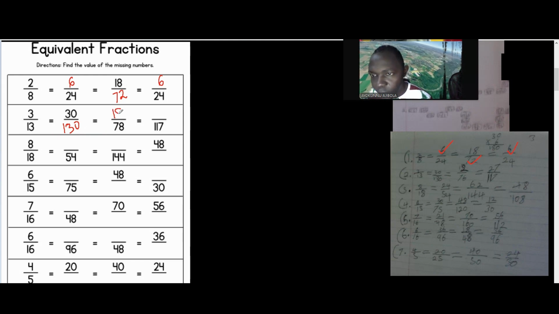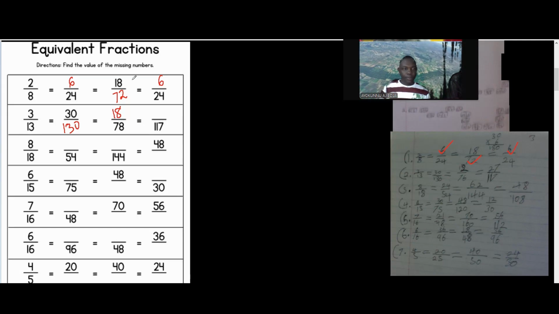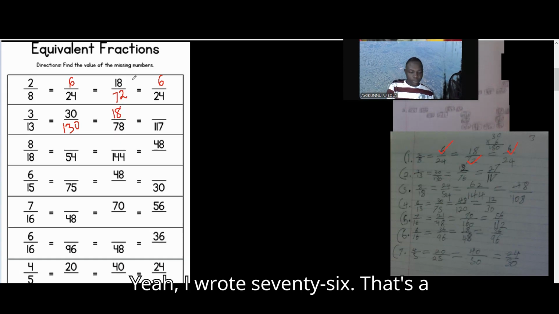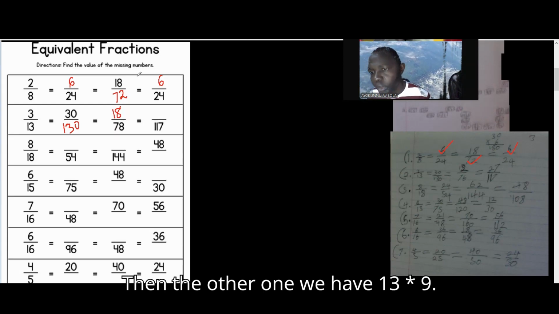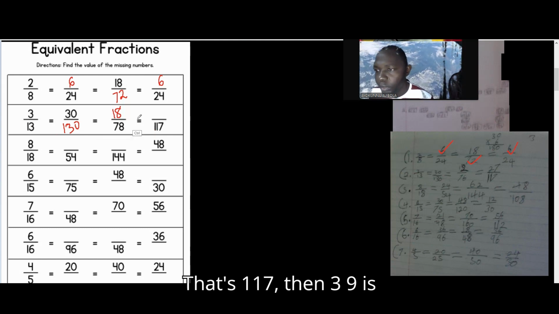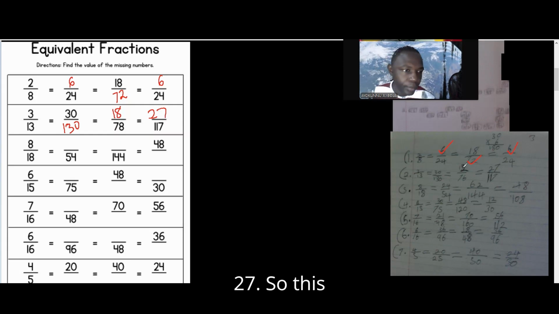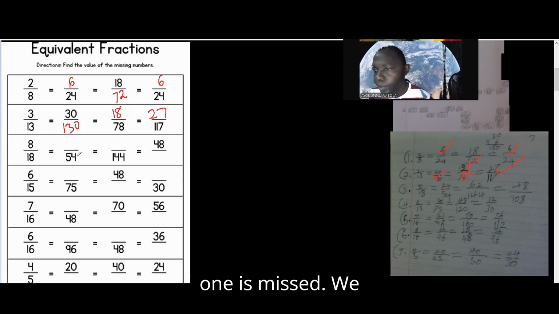Did you say 76 instead of 78? Wait, let me see. Yeah, I wrote 76, that's a mistake there. Then the other one we have 13 times 9 as 117. Then 3 times 9 is 27. So this one and this one, then this one is missed.